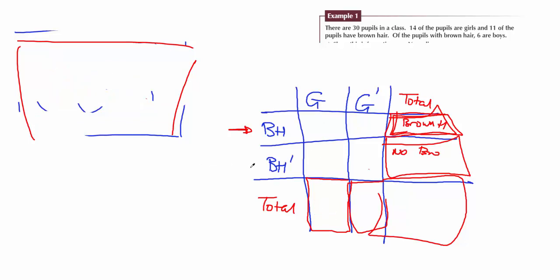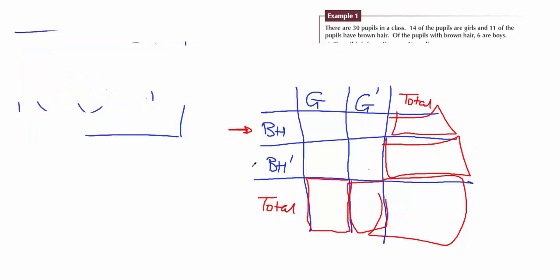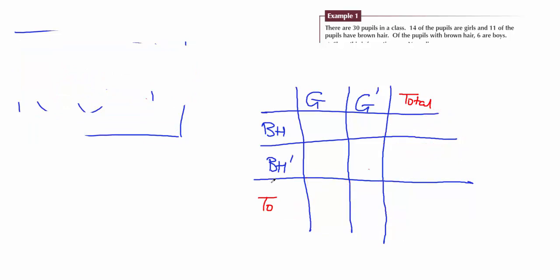Now let me clean this mess up a little bit because I've put loads of lines there. Yeah, this is fine. Total. And this, by the way, this bottom height, remember, that's every single person. So let's have a look at how I do this. Okay, there's 30 pupils in a class. Okay, 30 total. I know that these two have to add up to 30, these two have to add up to 30. 14 of the pupils are girls. So that means 14 are girls. That immediately tells me that 16 must not be. So literally this row has to add up to 30. So that means 16 is not girls, just like that.